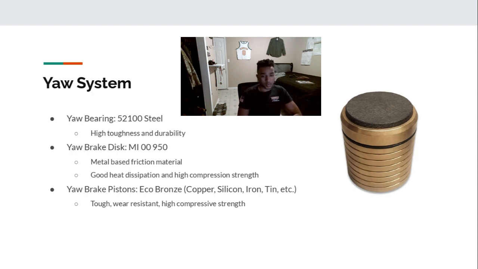Now for the yaw brake pistons, the material of choice is EcoBronze, which is an alloy of copper, silicon, iron, tin, and some other materials. And this material is chosen because it's tough, it's wear resistant, and it also has a high compressive strength.